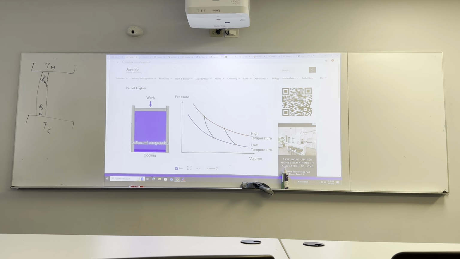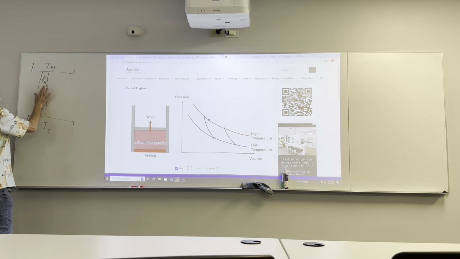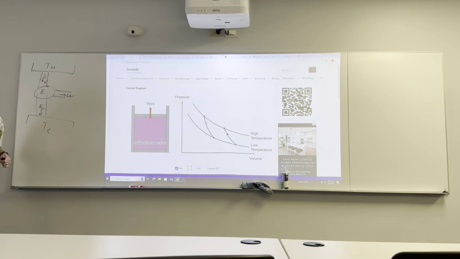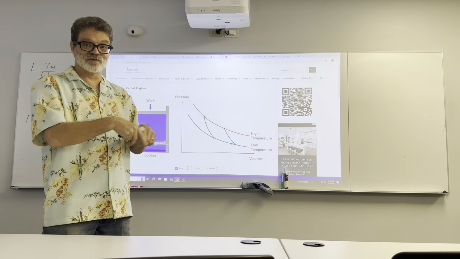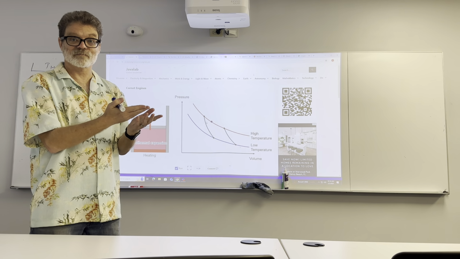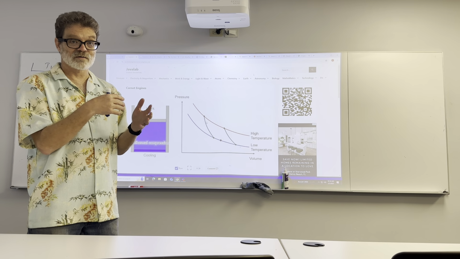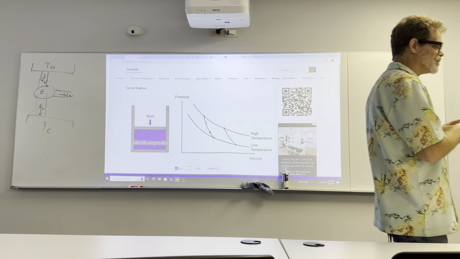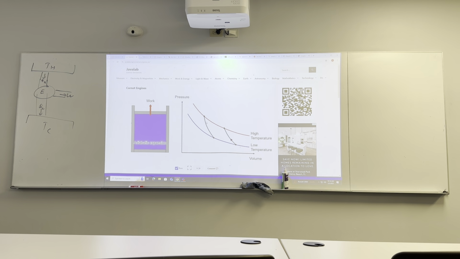But I'm going to stick my gas in the middle here, and this is my engine. And what does it do? It siphons off work. So it takes some of that energy flow and uses it to do something good, to do work. Like your car engine. What's your car engine do? The piston compresses, expands, and that makes your wheels turn, which makes your car go.